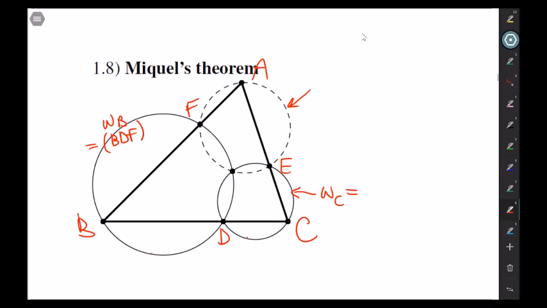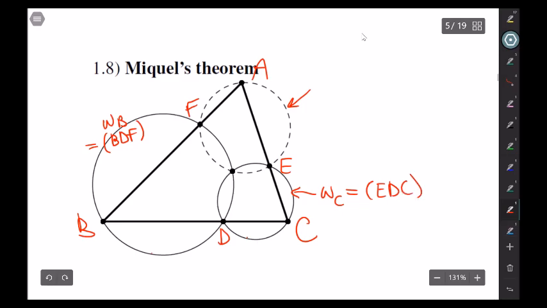Yes, this is EDC. Do you guys know why it is customary to use this notation, with three points, to represent a circle? Why could this be customary? EDC. Ah, nice. Yes, that's right. Okay, good. You guys know it.